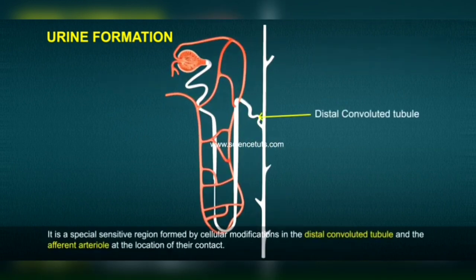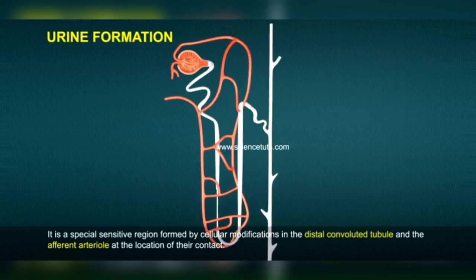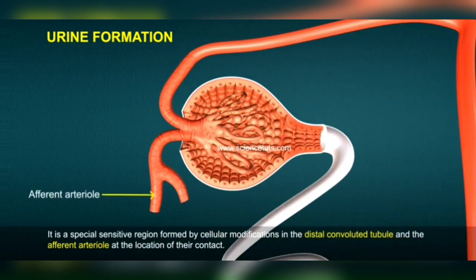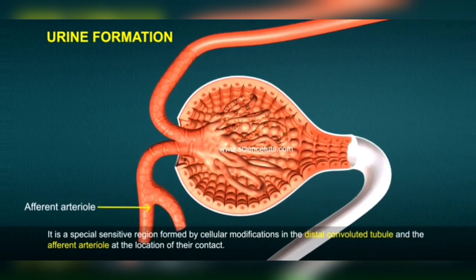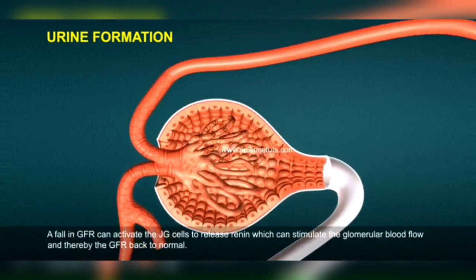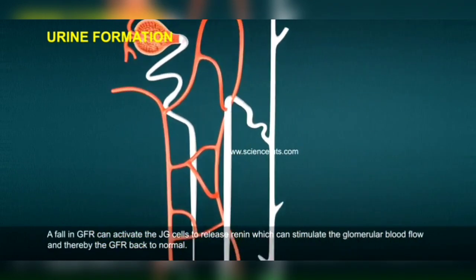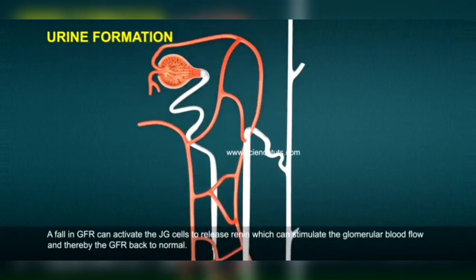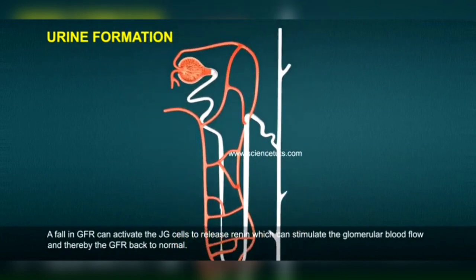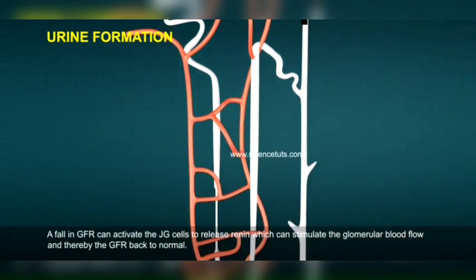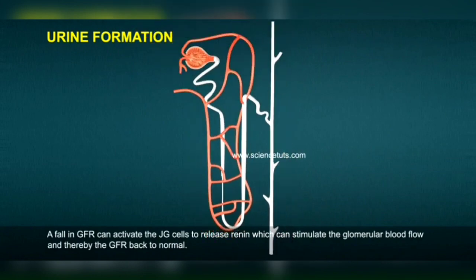It is a special sensitive region formed by cellular modifications in the distal convoluted tubule and the efferent arteriole at the location of their contact. A fall in GFR can activate the JG cells to release renin, which can stimulate the glomerular blood flow and thereby bring the GFR back to normal.